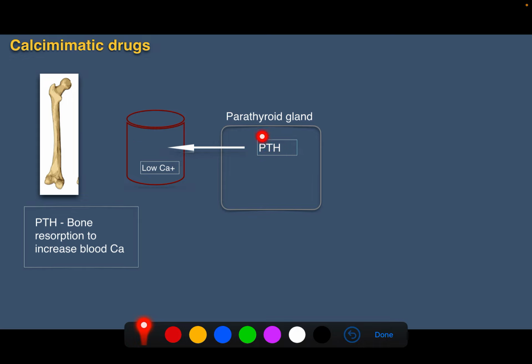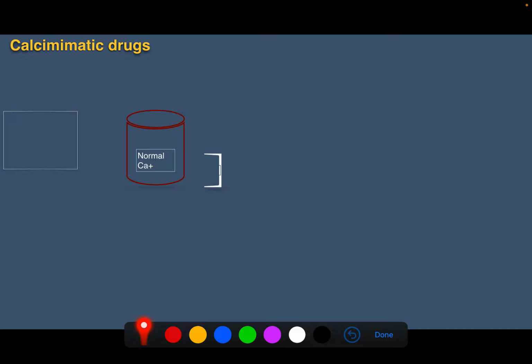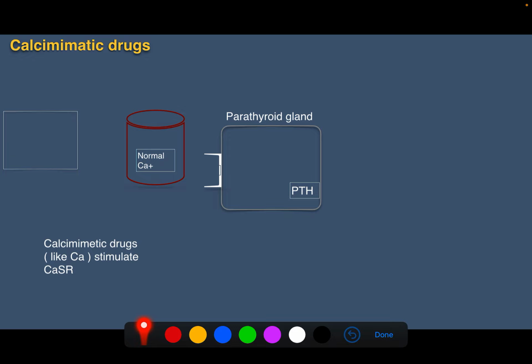So when the calcium increases, how will PTH secretion stop, right? When the calcium increases, this gland has to stop secreting this hormone. So how will that happen? Let's say now the calcium in the blood is normal. Why is it normal? Because parathyroid hormone dissolved the bone and increased calcium in the blood, right? So this increased calcium will stimulate a receptor which is the CaSR receptor. The CaSR receptor is stimulated by this calcium and this will decrease PTH release. So PTH is not released from the parathyroid gland and there won't be any bone resorption from now on.